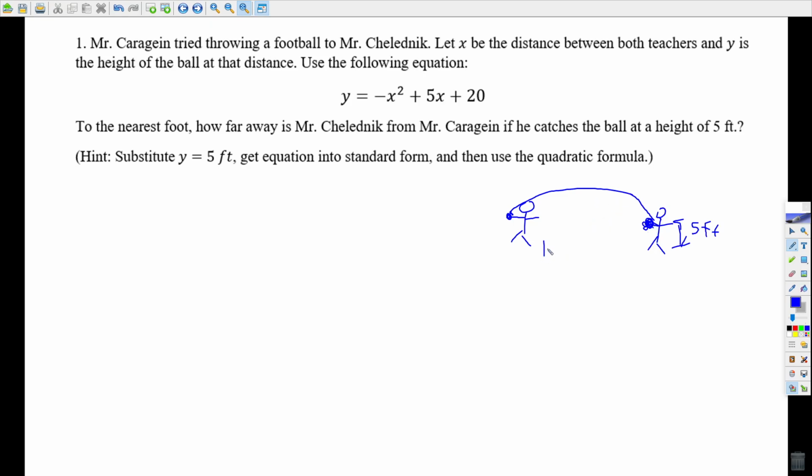We're trying to find the distance between them. And it does say X is the distance between them, so we're trying to find X, and Y is the height of the ball at that distance. So we know the height is 5. That's Y. So it says substitute Y equals 5 feet to get the equation in standard form. Then we're going to use the quadratic formula. So I'm going to throw in 5 here because that's the height of the ball. And then we're going to solve for X. So 5 equals negative X squared plus 5X plus 20.